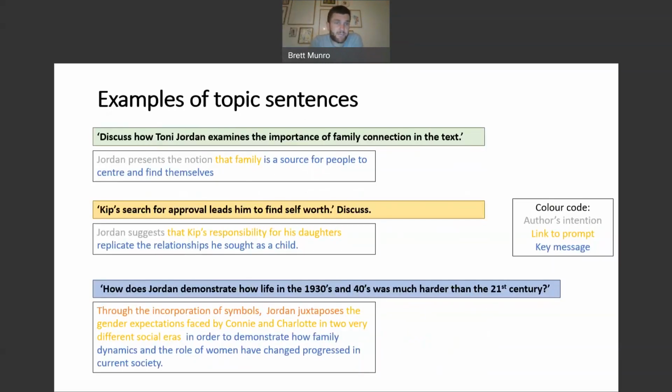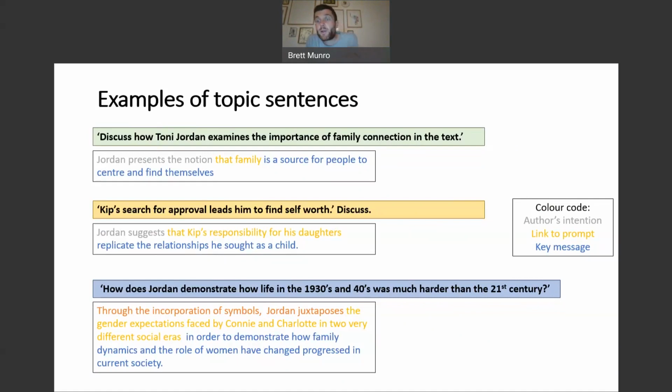So you can see in each of these examples, we have that author's intention, we have that link to the prompt, and we have that key message. Clearly, the third one's a little bit more sophisticated. There's a little bit more to it. There's a little bit more depth. But you don't have to do that. You can just fall back to those first two if you feel more comfortable with those.